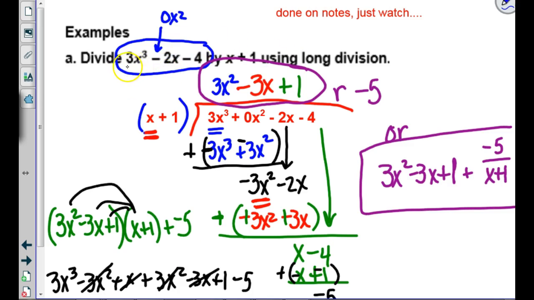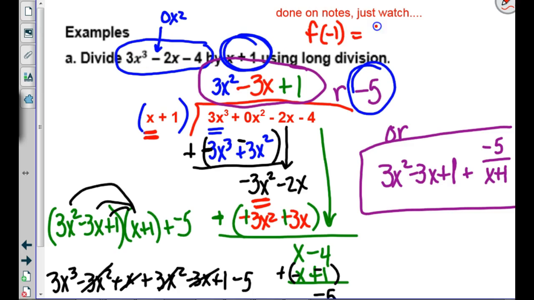But at the beginning yesterday, when we did the first example, we divided by x plus 1, and we got a remainder of negative 5. Does everybody see where I'm at? You could have predicted that remainder by taking the 0 of this, negative 1, and plugging it into this function. So f of negative 1 would have been 3 times negative 1 to the third minus 2 times negative 1 minus 4. So negative 1 to the third is negative 1, times 3 would be negative 3. Negative 2 times negative 1 is plus 2, minus 4. This would be negative 1, minus 4 more is negative 5.